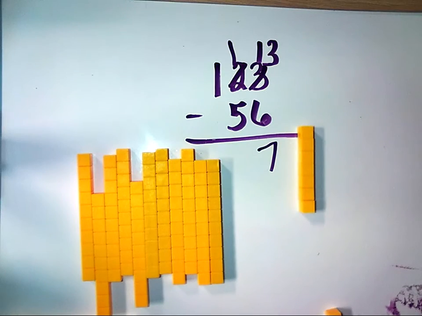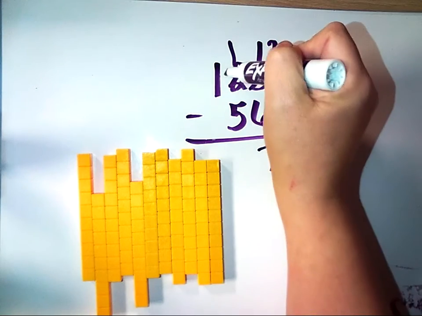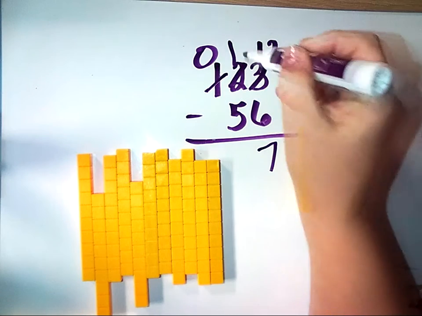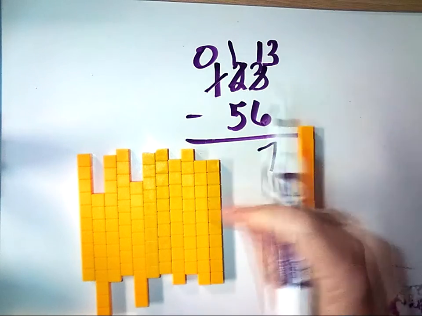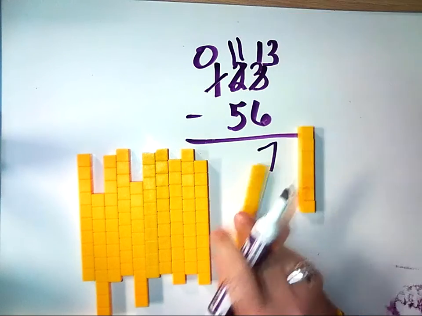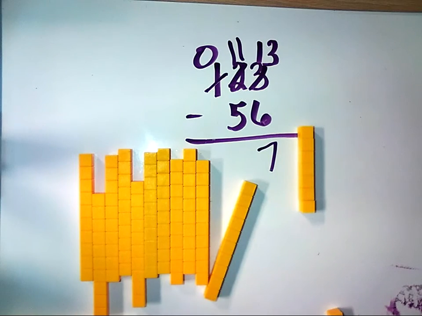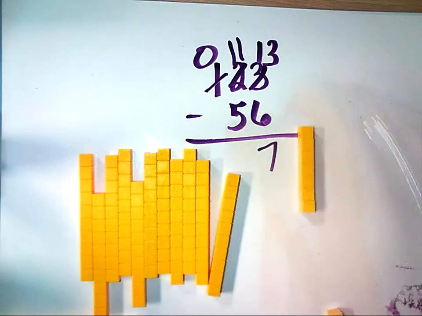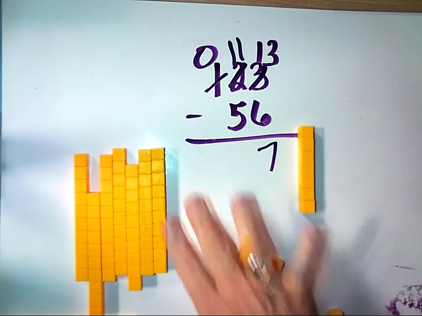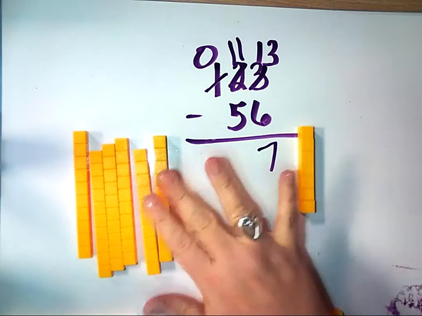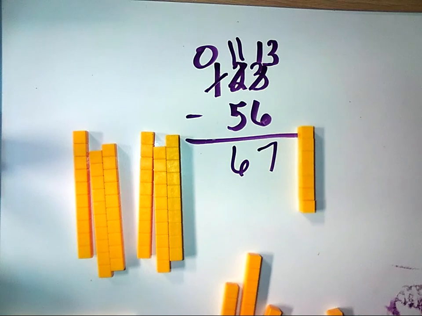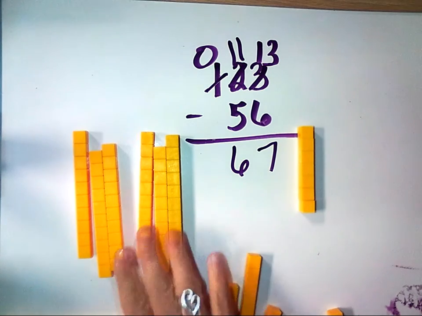So showing that on standard algorithm, I'm going to take away this 100, and I'm going to change it into 10 tens, plus the 110 I already had is now 11 tens. So I'm going to take away 5 tens, so 1, 2, 3, 4, 5, which leaves me with 6 tens, and my difference is 67.